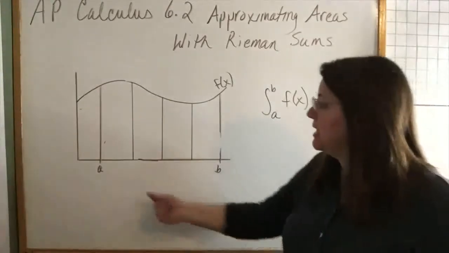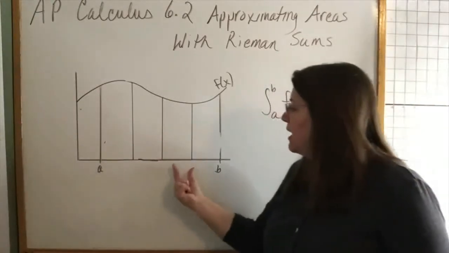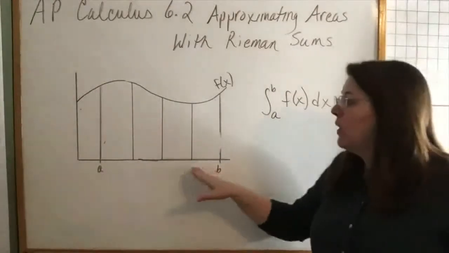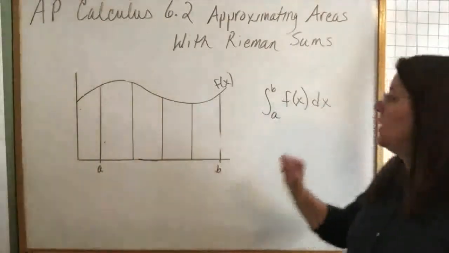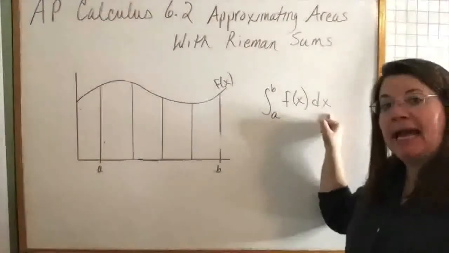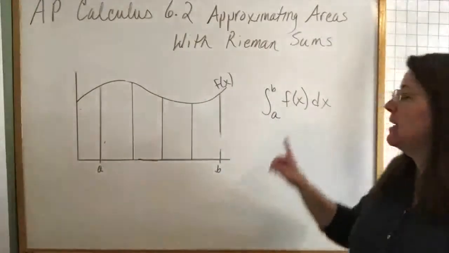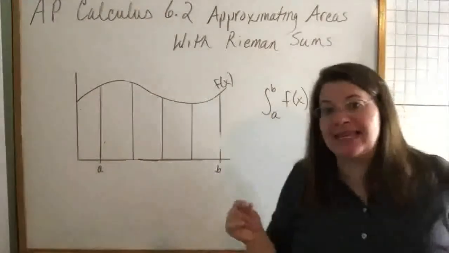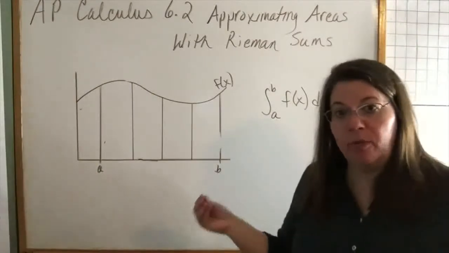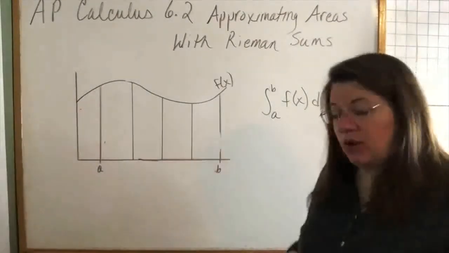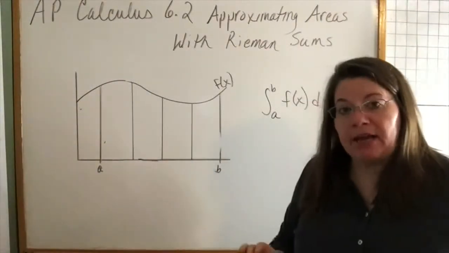And you can see that the widths of these rectangles are about the same. The widths of the rectangles are going to be considered our dx. The thickness of the rectangle, or our width of the rectangle, is dx. And the idea is as dx gets smaller and smaller, the area under the curve is getting closer and closer to the actual area.